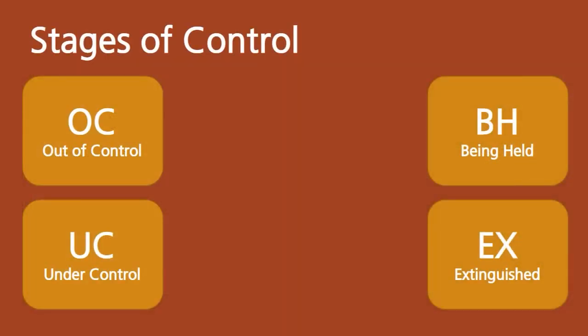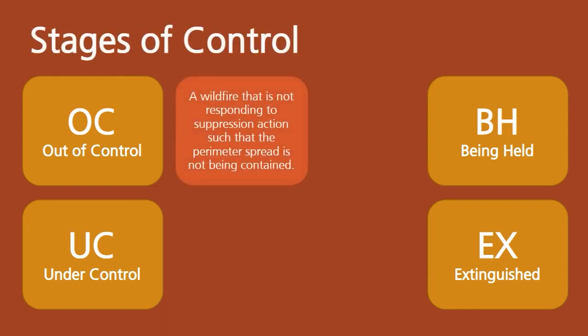An assessment also typically includes a stage of control. There are 4 stages of control used to describe the status of a wildfire. Out of control, OC. A wildfire that is not responding to suppression action such that the perimeter spread is not being contained.